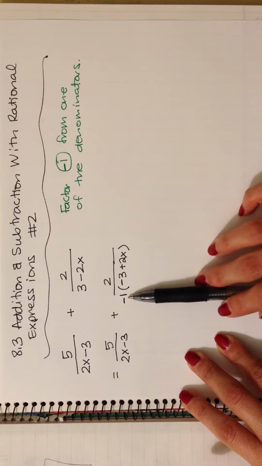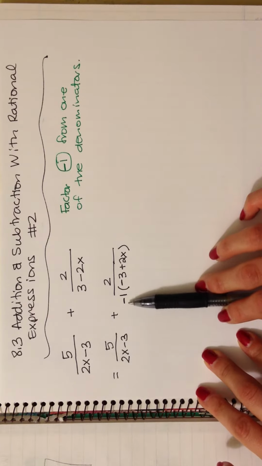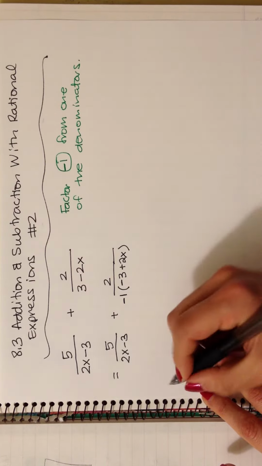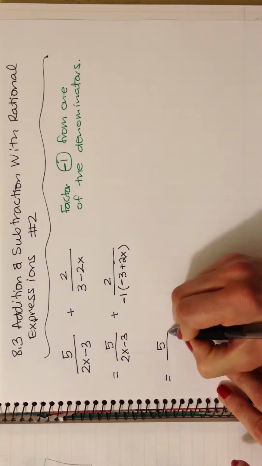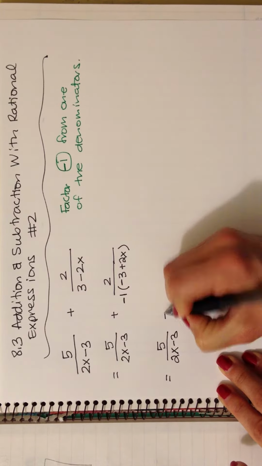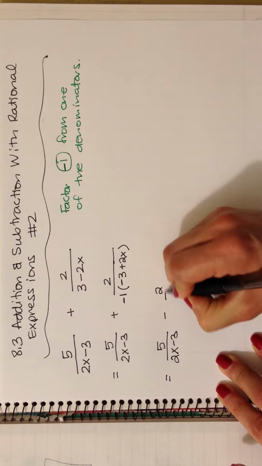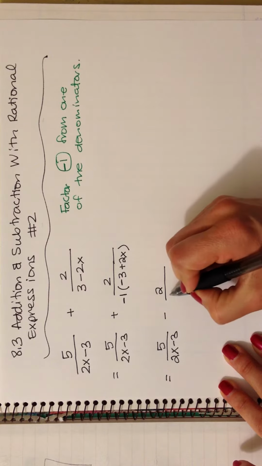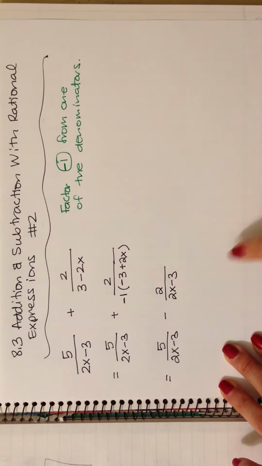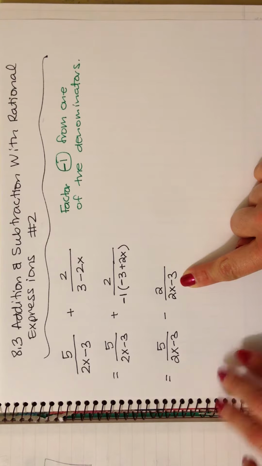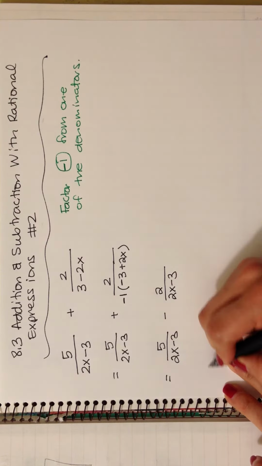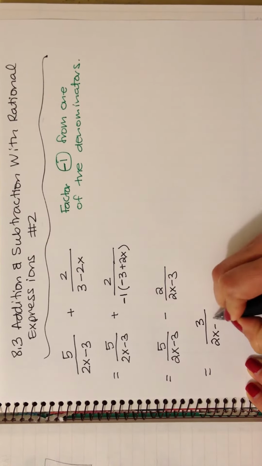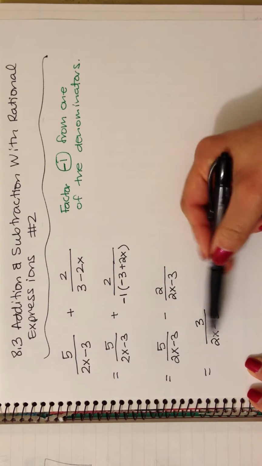Now, what do we do with this -1? Well, I can simplify the positive sign here with a -1, and it just makes that a minus. So we just have minus 2, and then look at this carefully. -3 plus 2x is the same thing as 2x minus 3. My denominators are exactly the same, so we can just subtract the numerators. 5 minus 2 is 3 over 2x minus 3. And so this is my final answer.